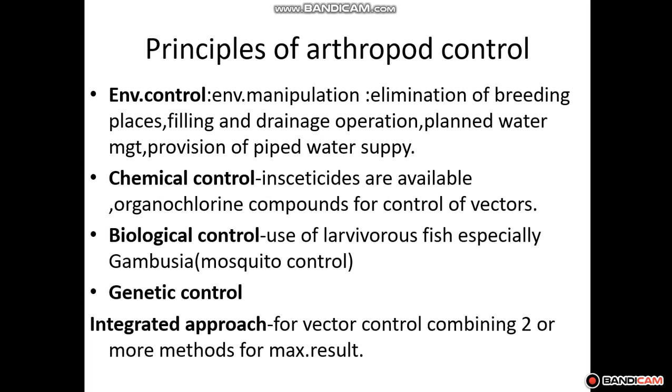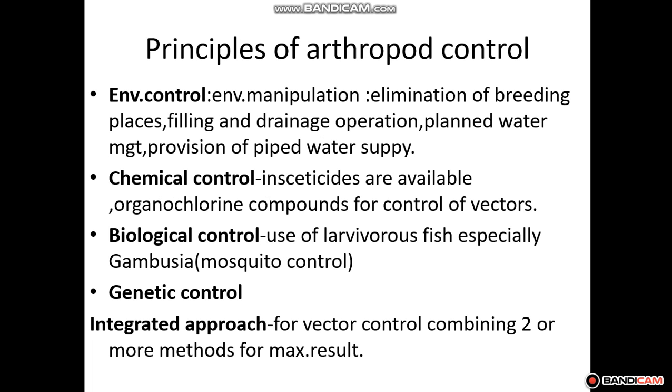Next is chemical control. Insecticides and organochlorine compounds are available to control the vectors. So lots and lots of insecticides and organochlorine compounds are available. With the help of these chemicals, vectors or the arthropods can be controlled.